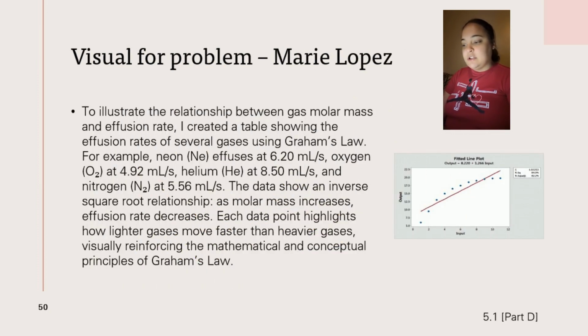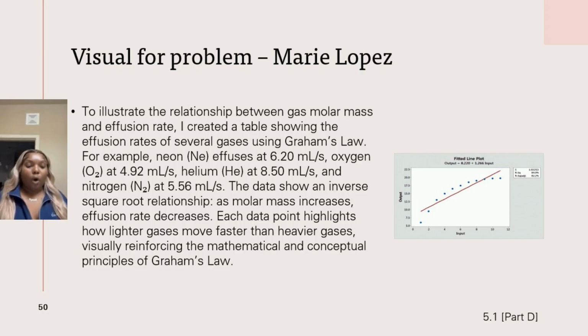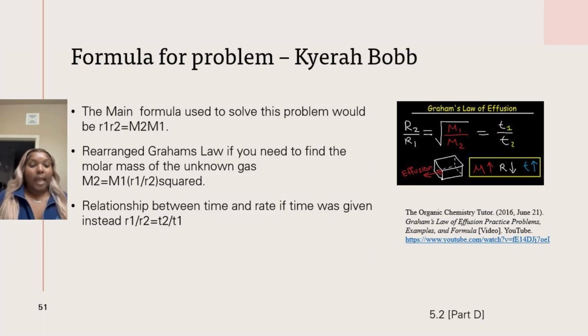I created a table to show the effusion rates of several gases using Graham's law. The symbols mean R1 equals the rate of effusion of gas 1, R2 is the rate of effusion of gas 2, M1 is the molar mass of gas 1, and M2 is the molar mass of gas 2. You can also use the rearrangement to solve for molar mass, which is M1 over M2 equals R2 over R1 squared. Or if time was used instead of rate, you can use T2 over T1 equals the square root of M2 over M1.